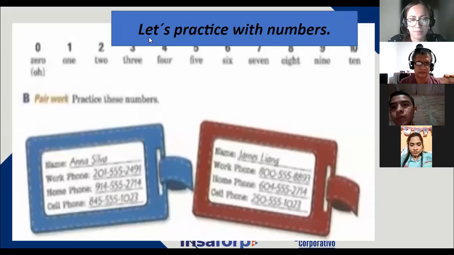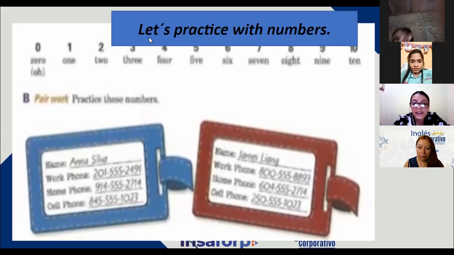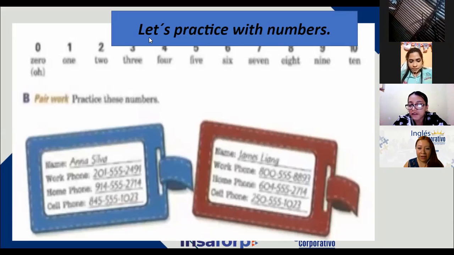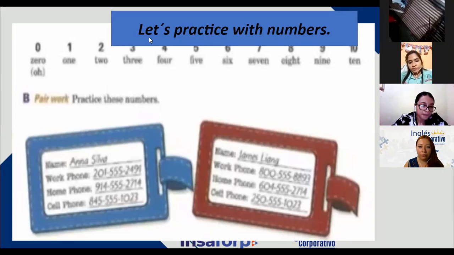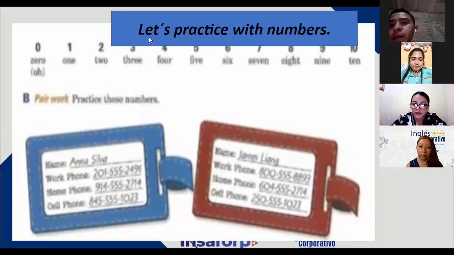Edwin Rodriguez, work phone de la cafecita. 8005588893. Good, thank you. We continue with Brenda, please. Home phone number. Okay. 604552714. Good. 55, ¿verdad? 55. Very good. And Tania Arana, please. Cell phone. 2505551023. Thank you. Good pronunciation also, Tania.